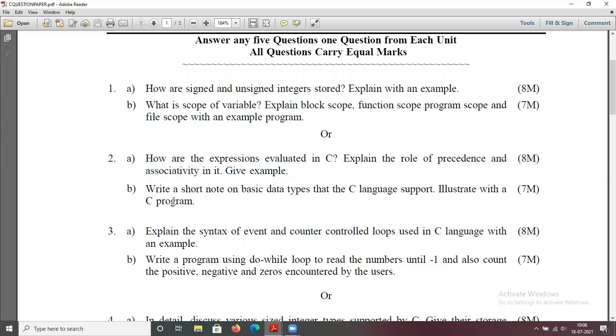Coming to the second part, write a short note on the basic data types that the C language supports, and illustrate with a C program. Here the basic data types are integer, char, float and double. You are going to specify these basic data types. After that you are going to write one small program regarding these data types. Now we are going to see the solution for this question.